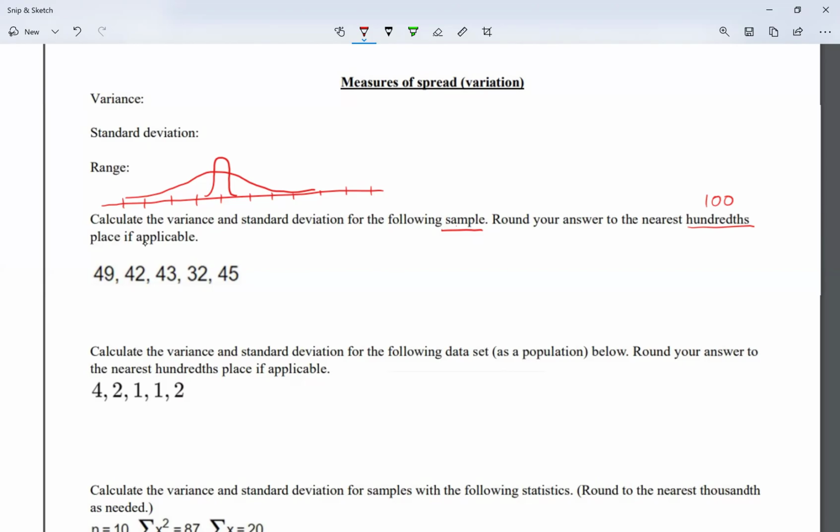So I'm going to do the variance of a sample, and my answers will be to 2 decimal places. All right, so let me open an Excel spreadsheet.